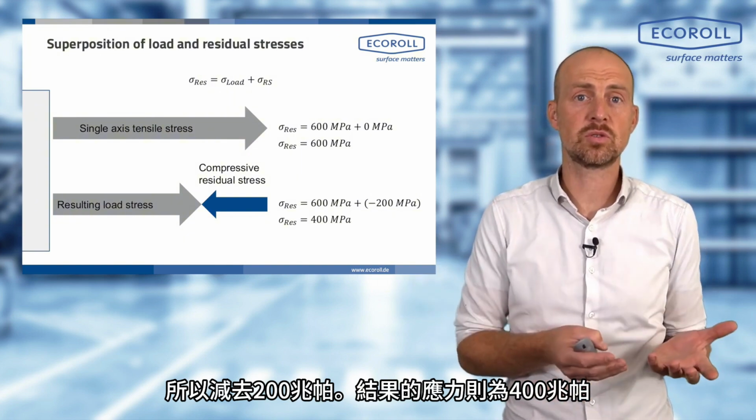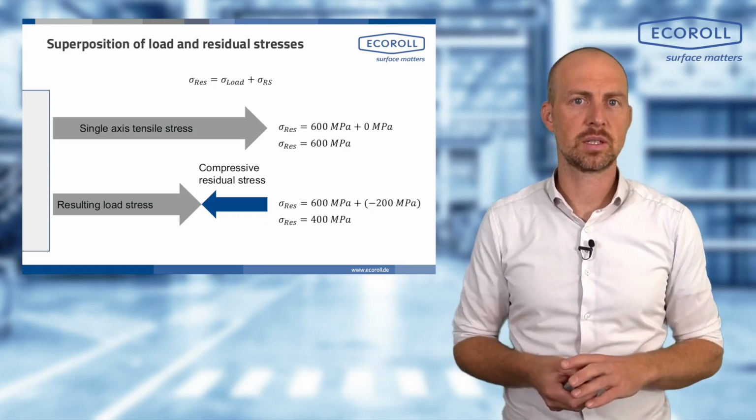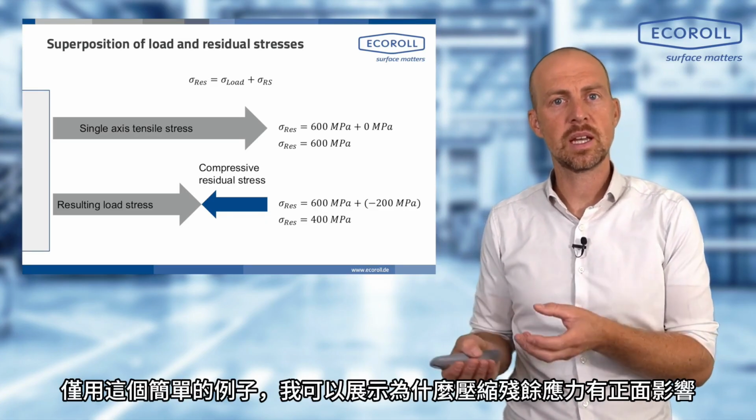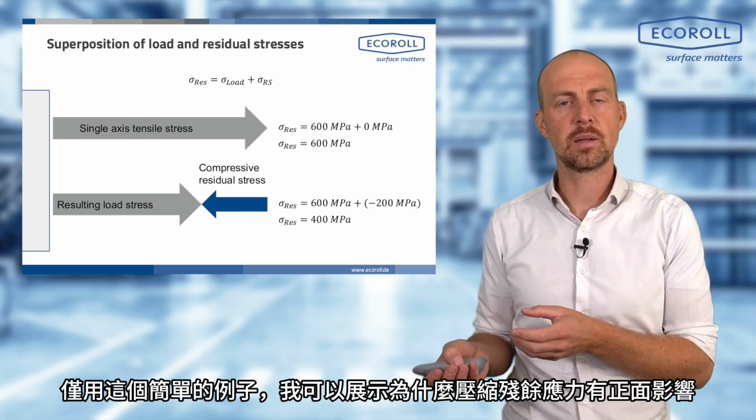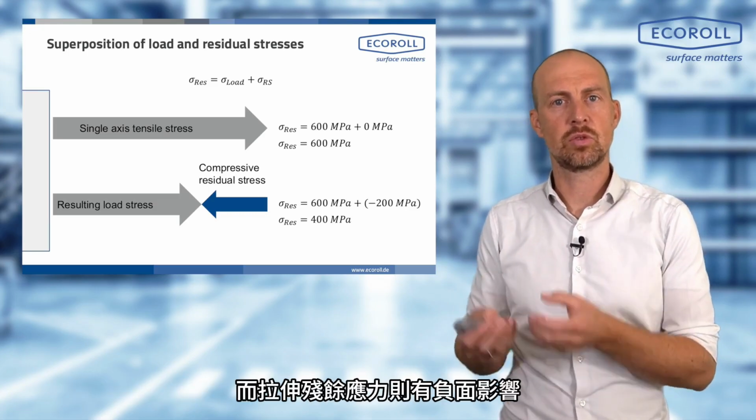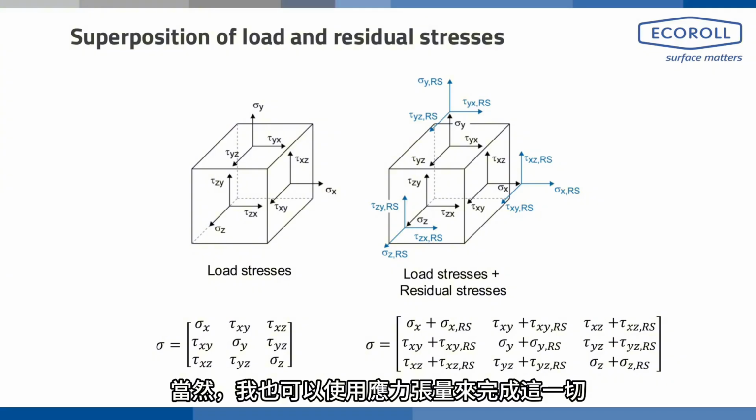The resulting stress is then 400 megapascals. And with this simple example alone, I can show why compressive residual stress has a positive effect and tensile residual stress has a negative effect. Of course, I can also do all of this using the stress tensor.